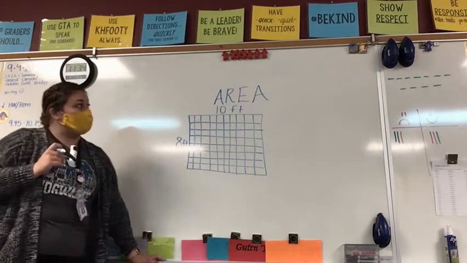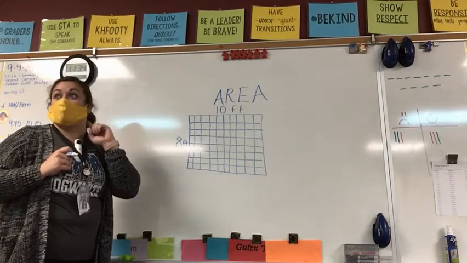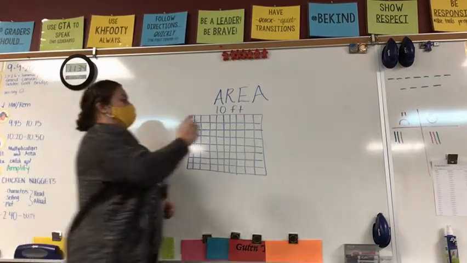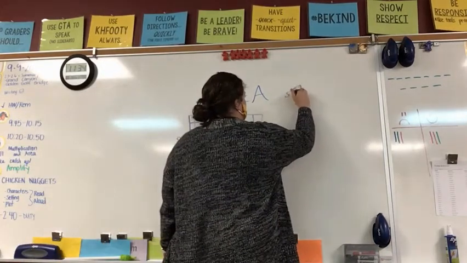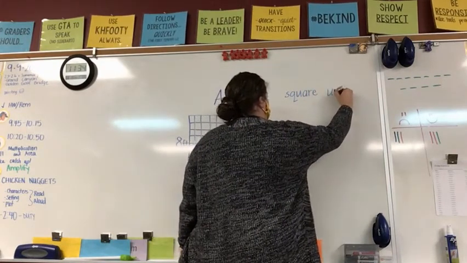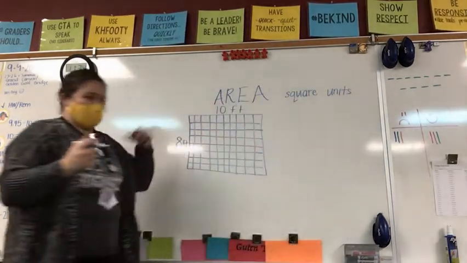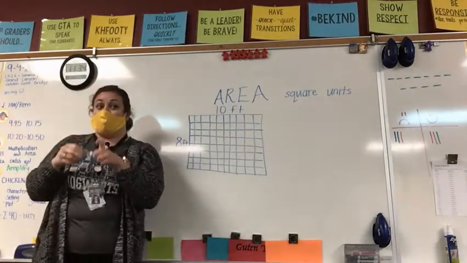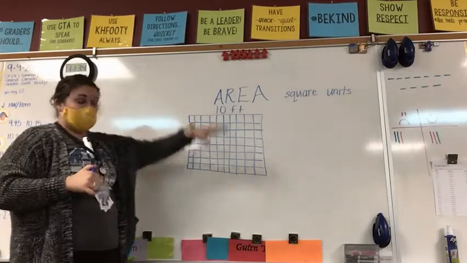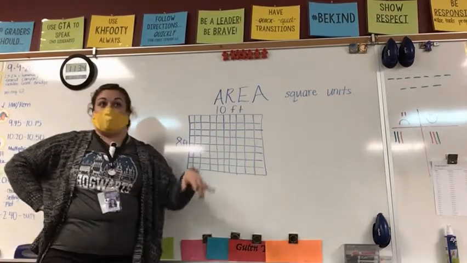And so when we're measuring area, we have a fancy label. Are you ready to hear it? My fancy label is square units. What is my label? Square units. That means just like one square. A unit is just one thing. And so if I ask you, what is the area of this? You could count all of these squares and tell me how many square units.